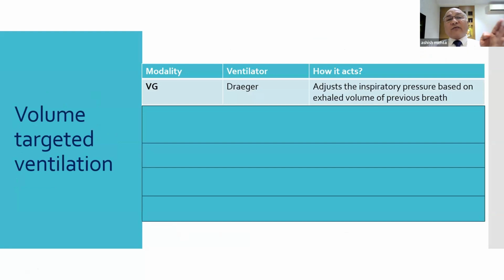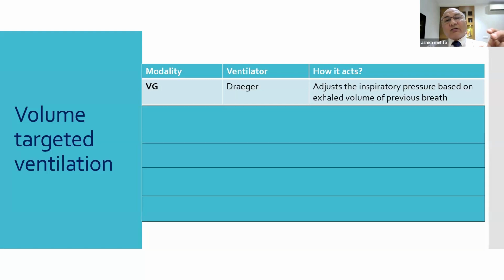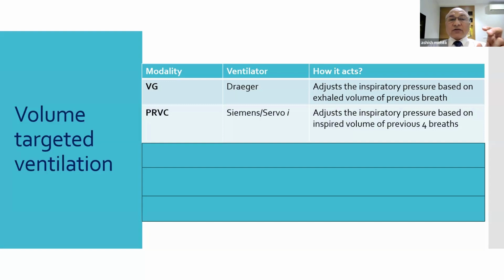What I want to convey is that different ventilators have different kinds of volume ventilation. We need to understand more or less they are all the same. They are using the same mode or same concept with different names. If you are talking about Draeger, it is volume guarantee, which is their volume ventilation, and this particular modality is used by Draeger for volume targeted ventilation. Siemens and Servo-I have PRVC.